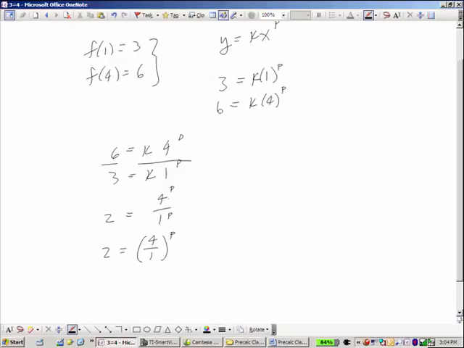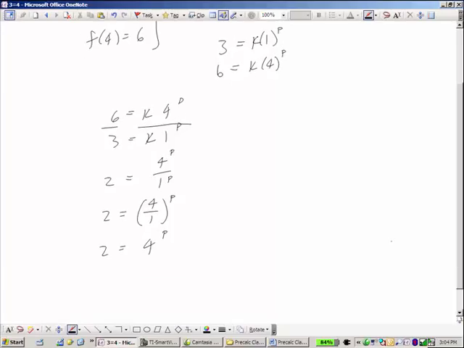All right, if you have 4 to the p over 1 to the p, that's 4 over 1 to the p. 2 equals 4 to the p. All right, so you can do that in your head. Is that what you're saying? You know it's going to be the 1/2. What if you couldn't do that in your head? How would you solve this equation?